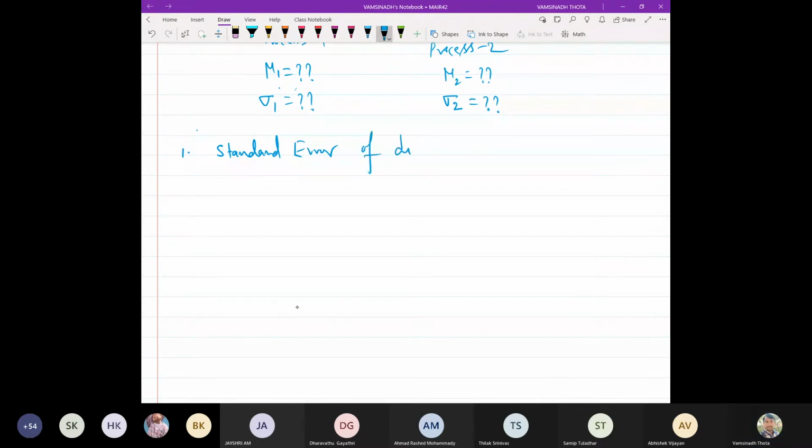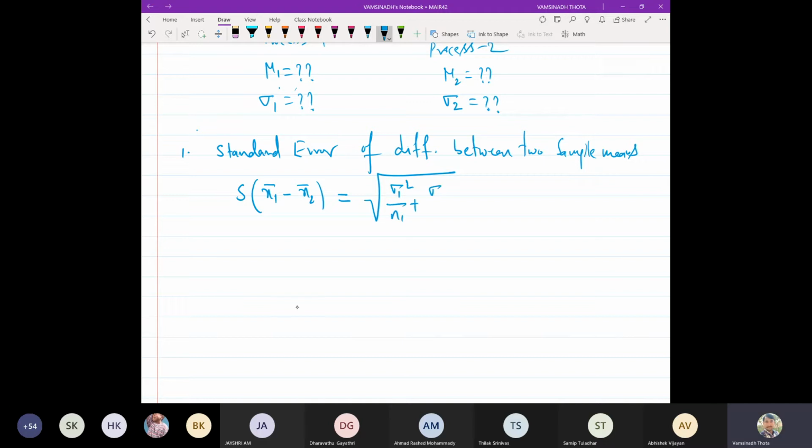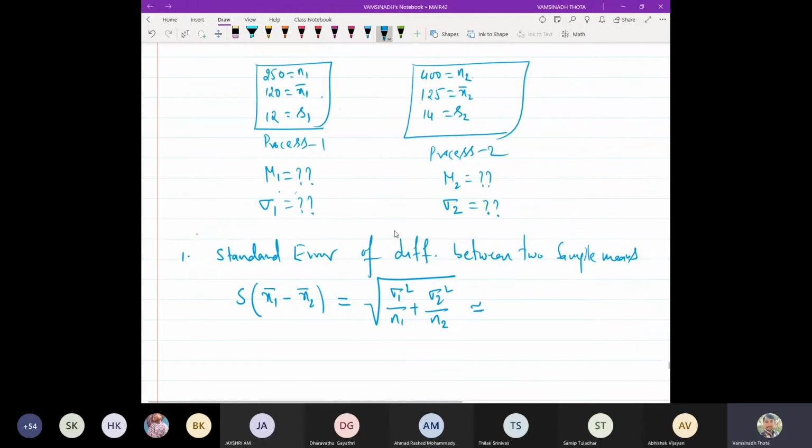The standard error of the difference between two sample means is given by S of x1 bar minus x2 bar. If you remember, it was mentioned already: the square root of sigma 1 square upon n1 plus sigma 2 square upon n2. But to evaluate this, sigma 1 and sigma 2 are not given. What are sigma 1 and sigma 2? Standard deviations of population 1 and population 2. But they are not given to us.